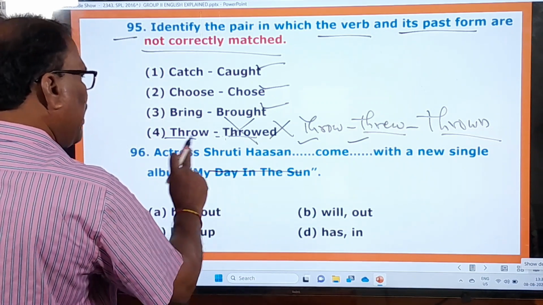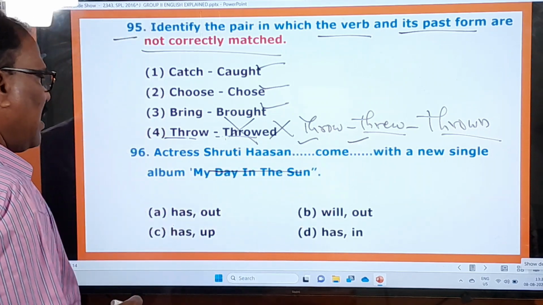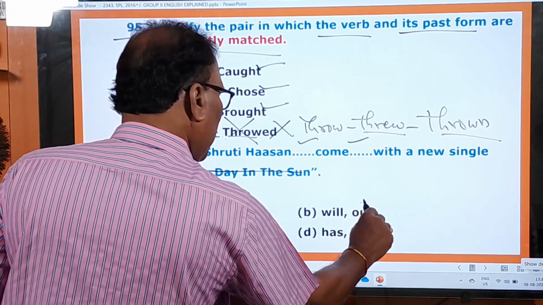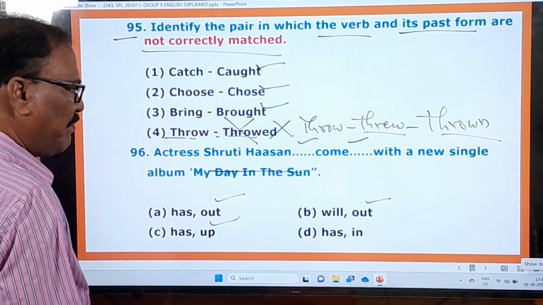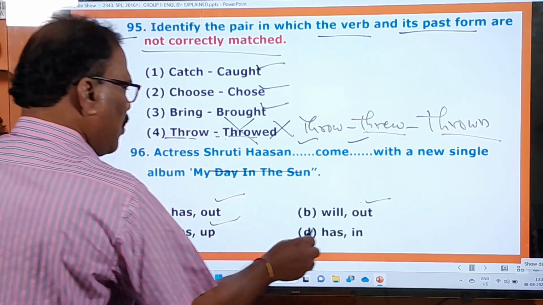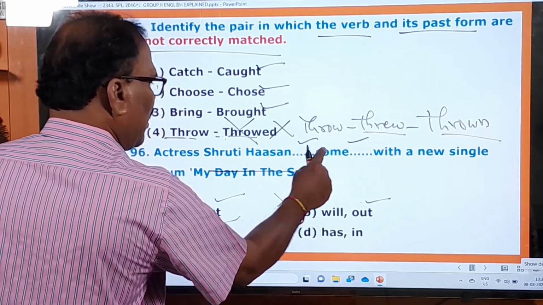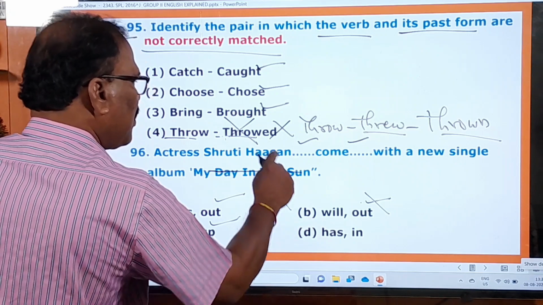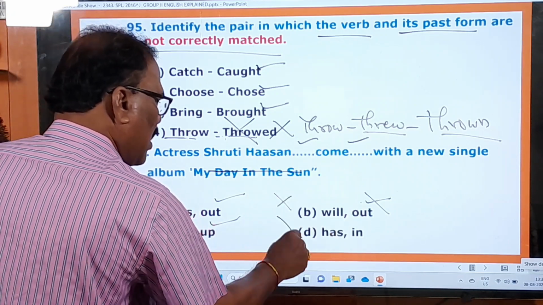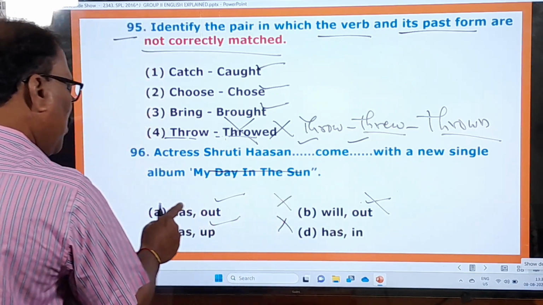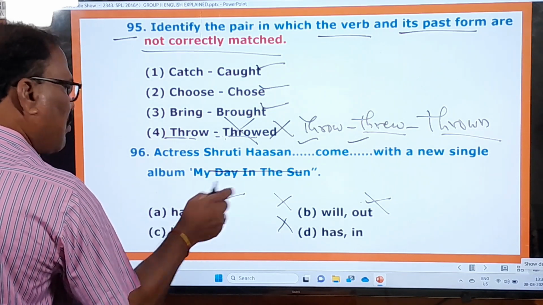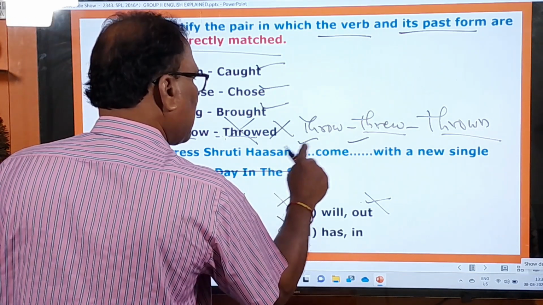Has out. Shruti Hassan has come out with a new single. Will you say has come out, or come up, or will come out? What action? Here you don't use Shruti Hassan will come out. No, you don't use it. And has come in, Shruti Hassan has come in with, no. Come in is not used here. But observe them. Has come out. Here Shruti has come out.